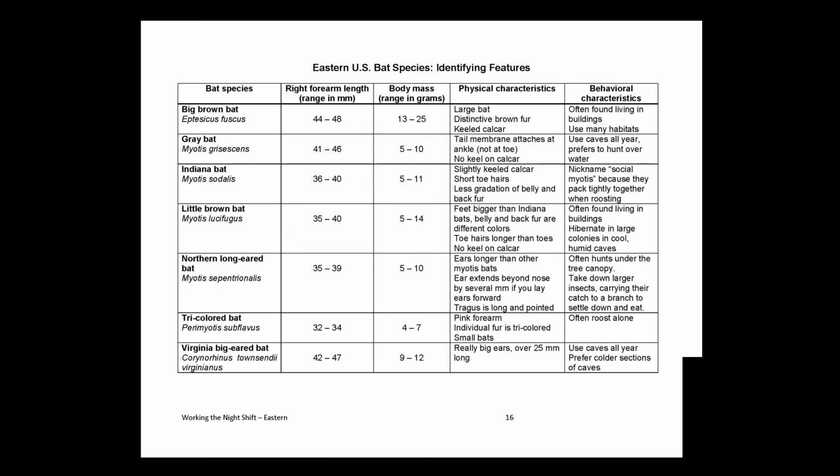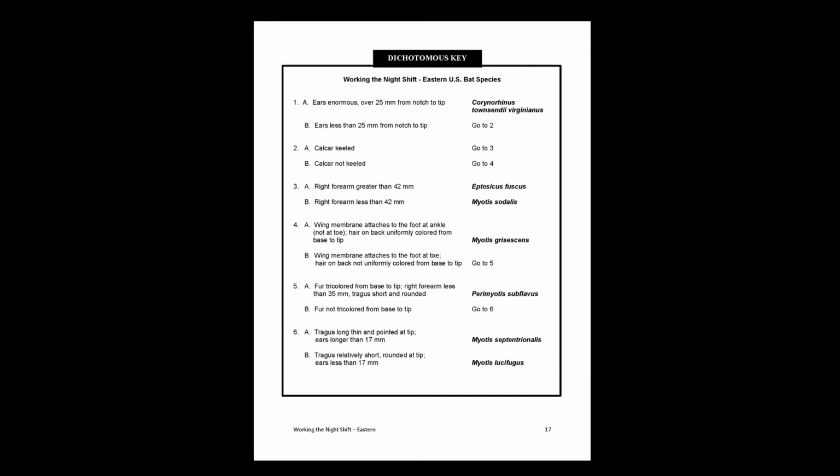By combining the weight of the bat, the forearm measurement, and the physical and behavioral characteristics, students can now use the table of identifying features to figure out what bat they have. You can choose to do this activity using only the table. If your standards ask your students to use a dichotomous key, you can also identify the bat using this tool. Students love the challenge of figuring out who is this mystery bat.